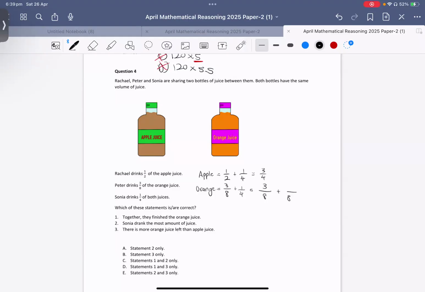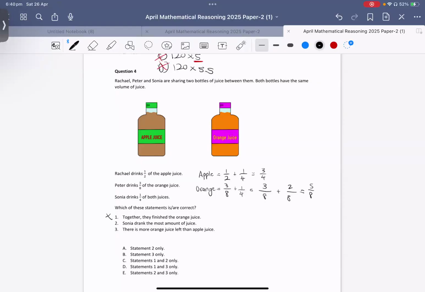So let's make everything over 8 first. How do we get to 8? We need to multiply both the numerator and denominator by 2. And from that, we get 5/8. That means only 5/8 of the orange juice is finished. So did they finish the orange juice? No, right? Did Sonia drink the most amount of juice?